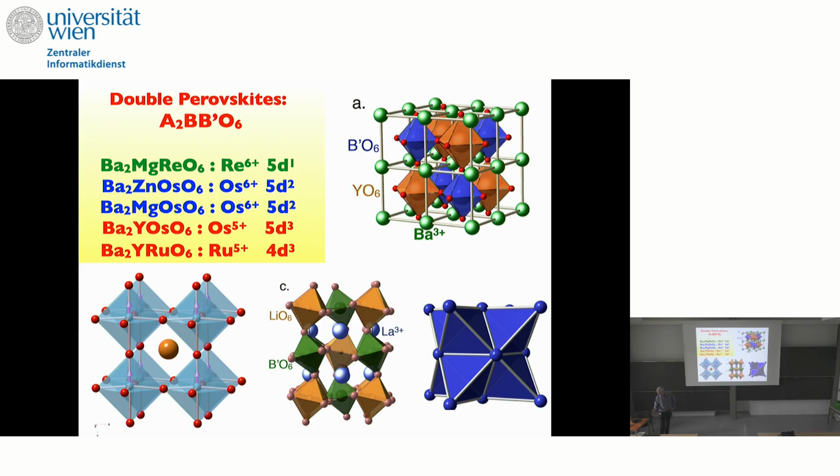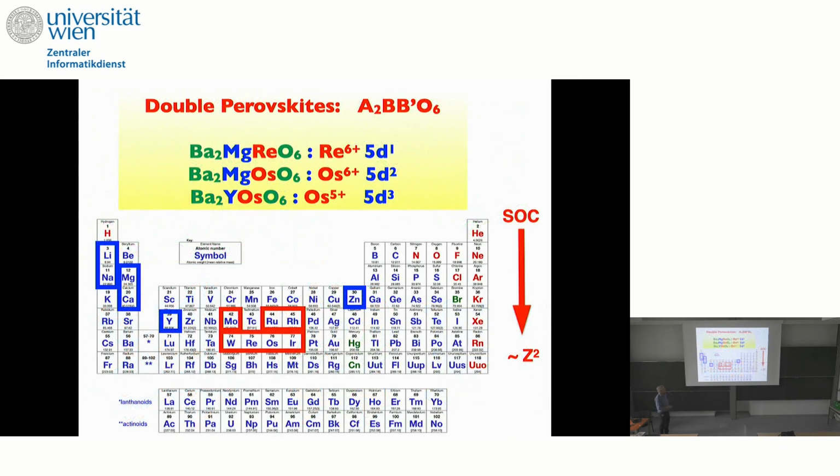So the periodic table is our playground, and over 10 years, these are the different ions that we've been trying to put on both the B site and the B prime site. And in all these cases, the B site has a filled d level, and these are the various elements that we put into the B prime site that have partially filled 4d and 5d levels.